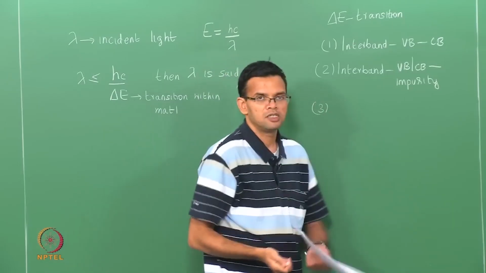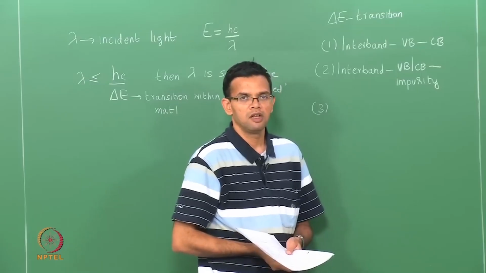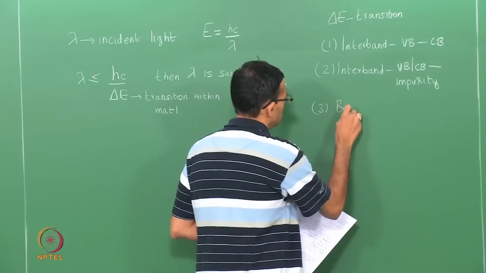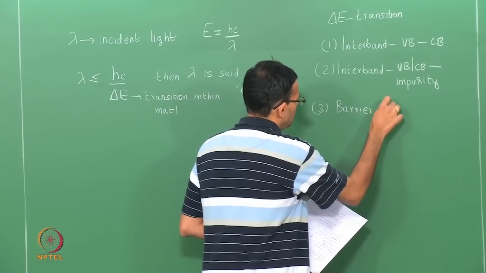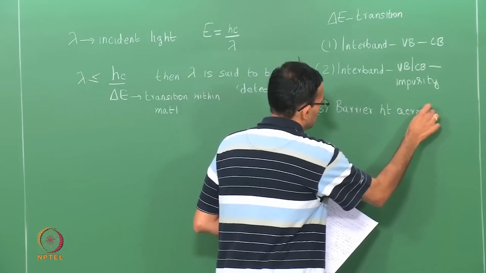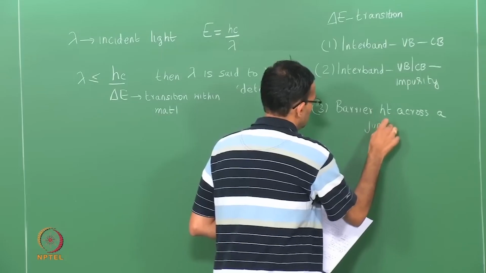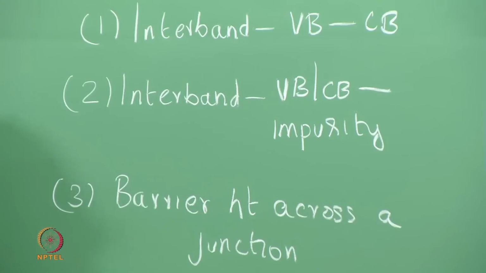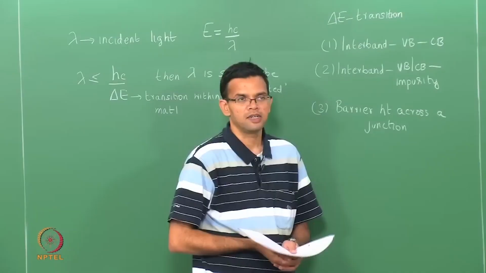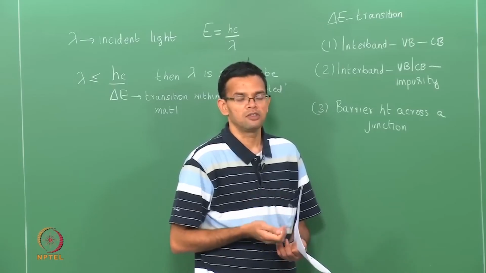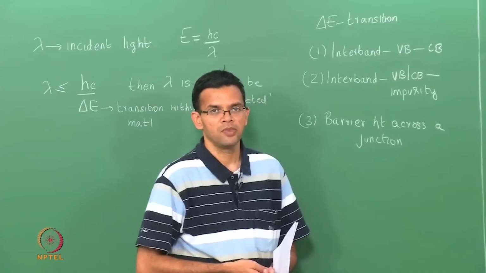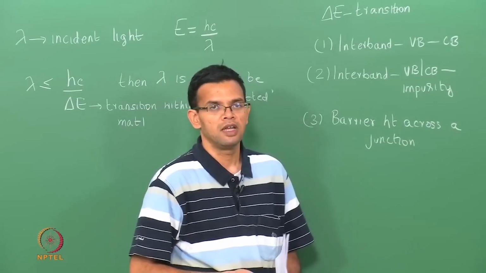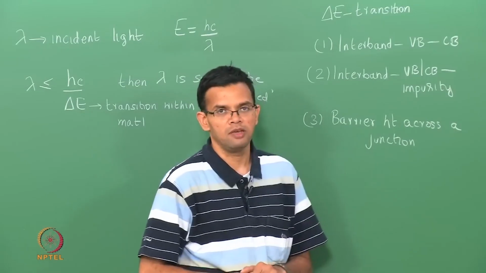If you have junctions, then you have barriers at the junction, so that your transition could be across a barrier. So, this could correspond to a barrier height across a junction. For example, later we will look at some Schottky diode based photodetectors, in which case your electrons or your light can have sufficient energy in order to excite the electrons from the metal to the semiconductor, in which case they will have to overcome the Schottky barrier.